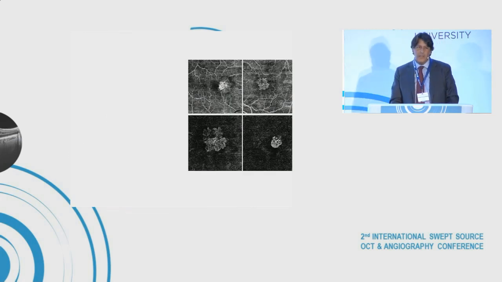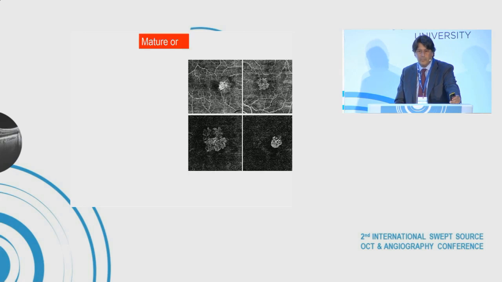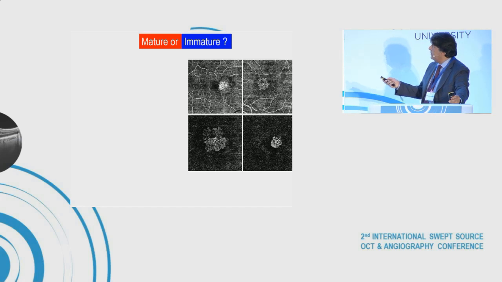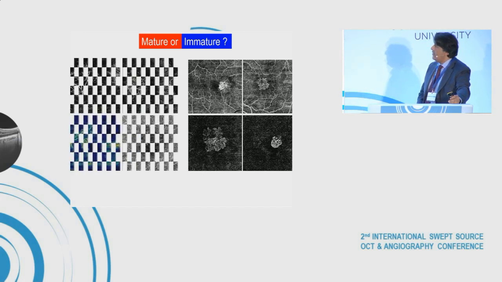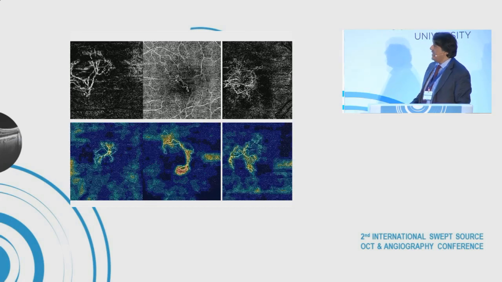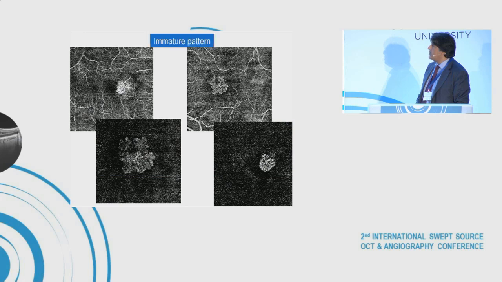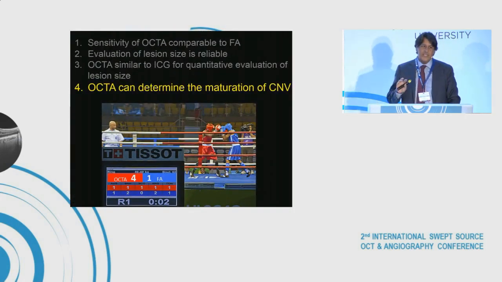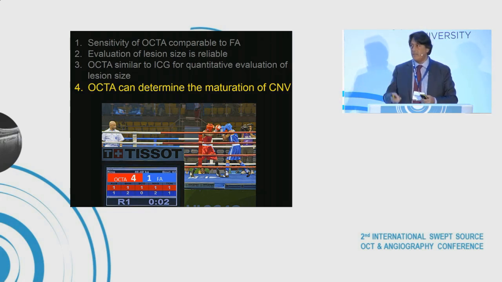So are these lesions mature or not? Yes, probably. They can probably be called immature lesions at the beginning. And some lesions are more or less mature, with some degree of fibrosis in this patient. Again, some other cases with mature patterns and immature patterns. So OCTA can determine a degree of maturation. This is a new notion we didn't have in the FA years, to evaluate the degree of maturation of the vessel itself, of the flow.